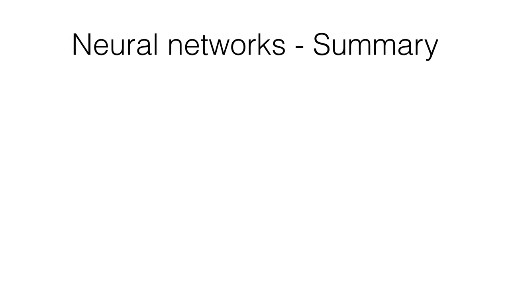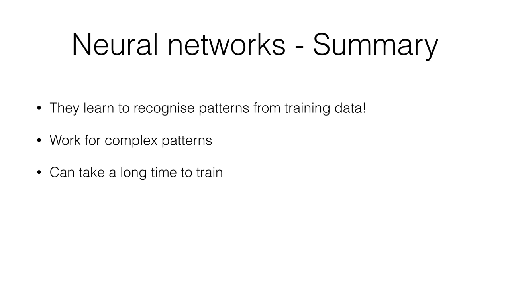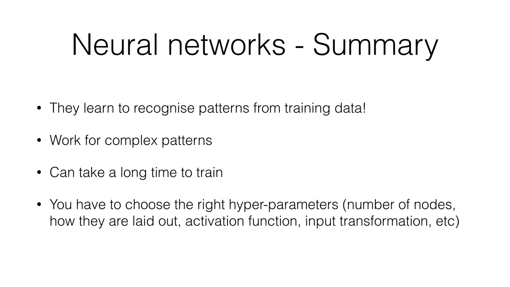What have we learned about neural networks? Firstly, they learn to recognize patterns from our training data, and they can work for very complicated patterns. But also, they can take a long time to train, and you really have to choose the right hyperparameters. That means the right number of nodes, how they're laid out in the network, the activation function, input transformation, and so on. If you make the wrong choice in how your network's structured, then it doesn't matter how long you train it for, it may never be able to fit your input data.